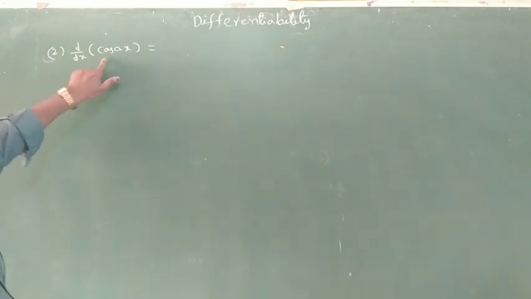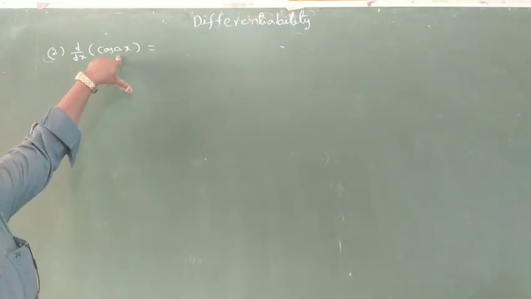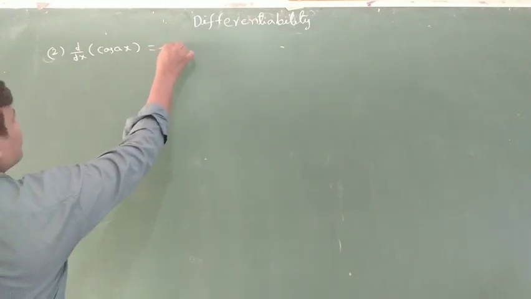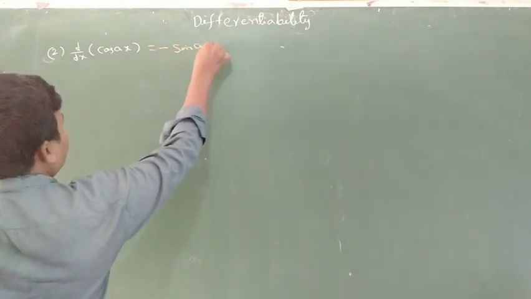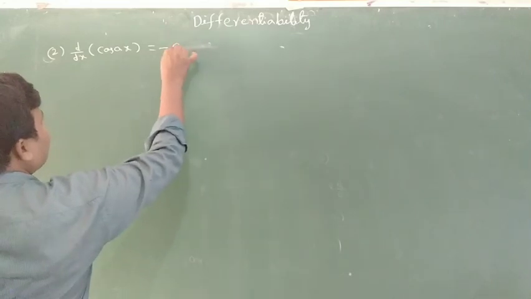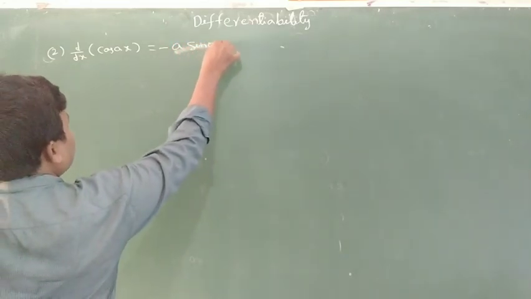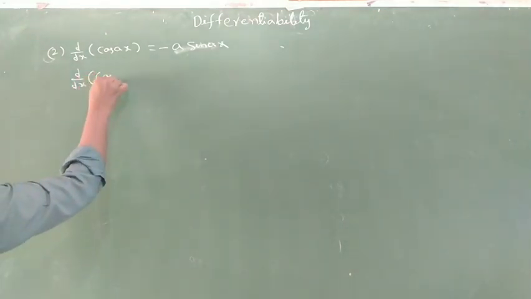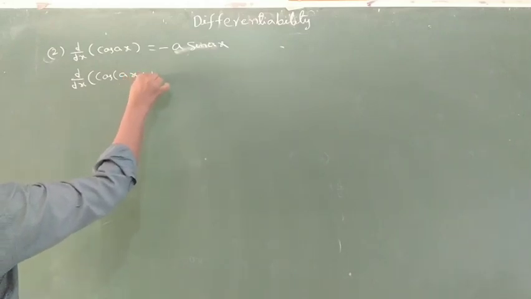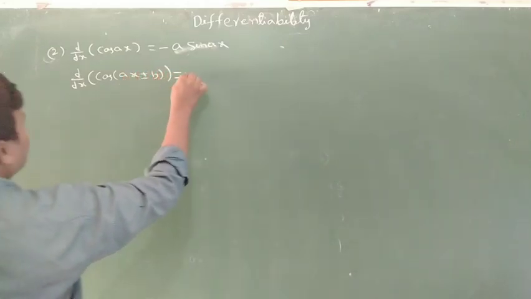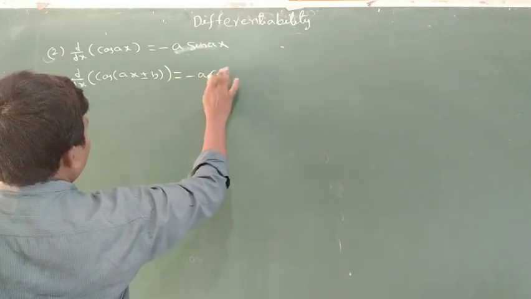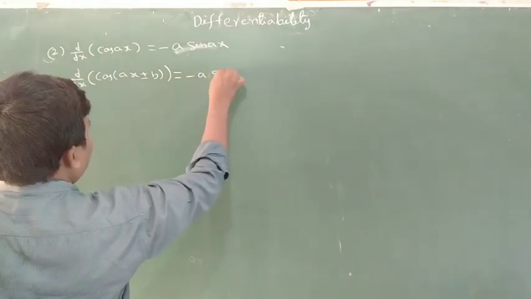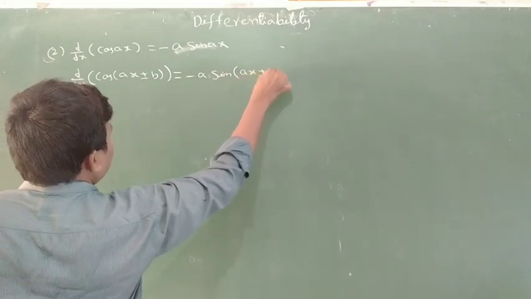Derivative of cos ax. The derivative of the cos function is minus sine function. So minus a into sine ax. So, d by dx of cos ax plus or minus b is equal to minus a into sin ax plus or minus b.